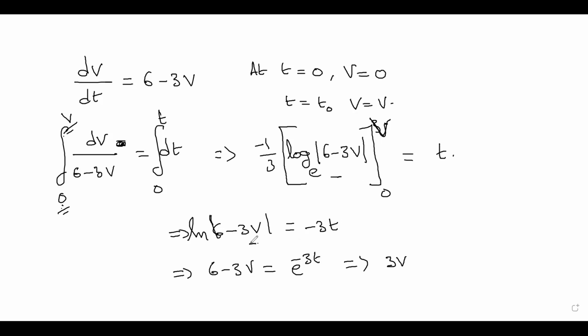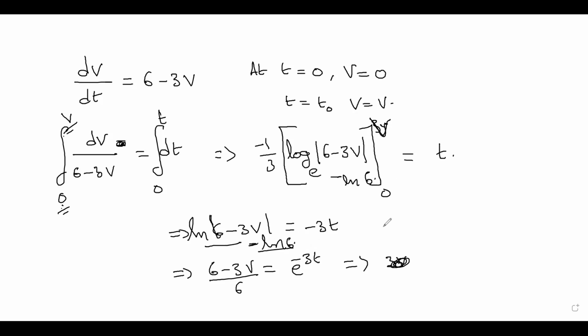Minus ln 6. This I forgot. Why? Because when I substitute 0, I get negative ln 6, that I forgot here. Sorry for that. Negative ln 6. So 6 minus 3v by 6 I will get. So when I substitute the first limit, 6 minus 3v I will get, minus ln 6 I will get. I forgot that.